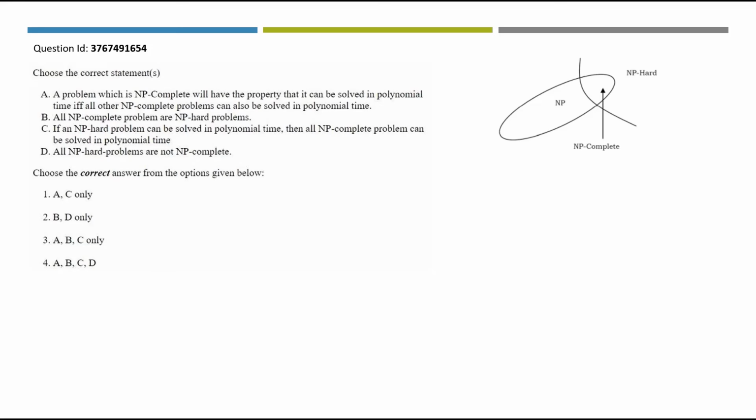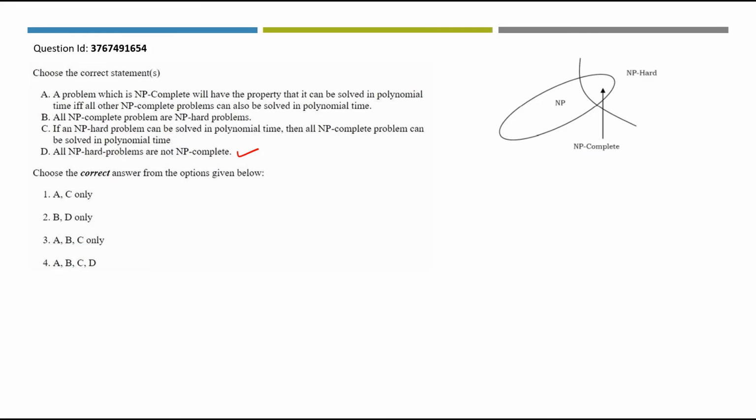Just take for an example, NP complete has a count of 10 problems. Since NP hard is given in open end, it will have some 20 or 30 problems, but definitely more than 10. So they are saying all 30 problems are not NP complete problems, which is perfectly true. So D is definitely true.